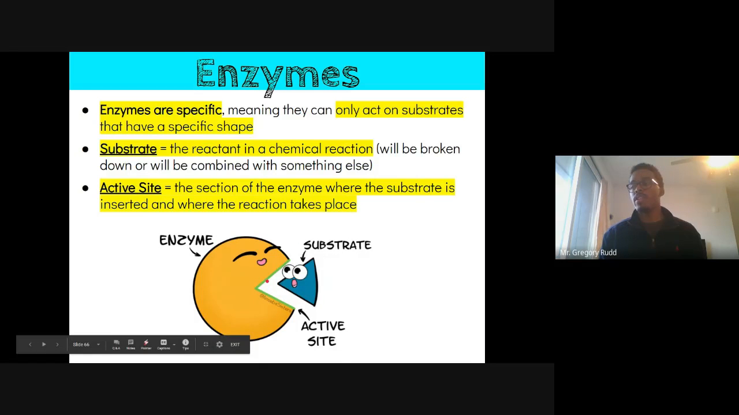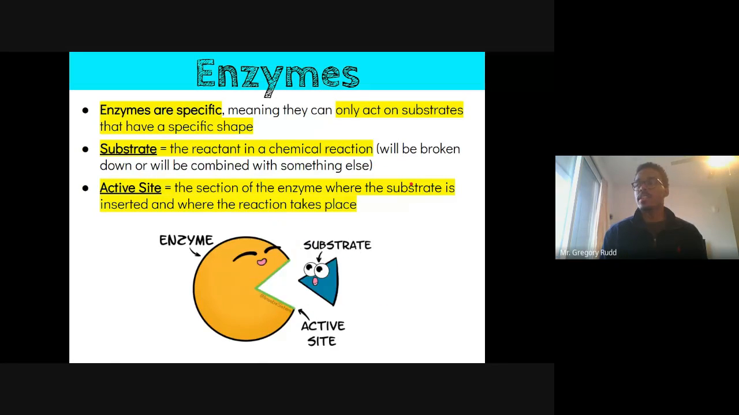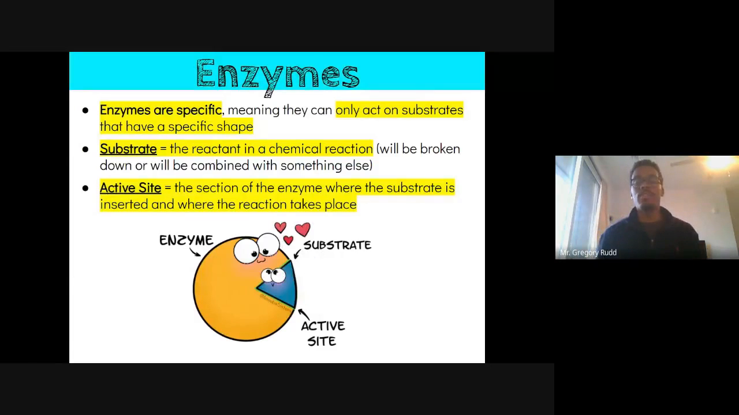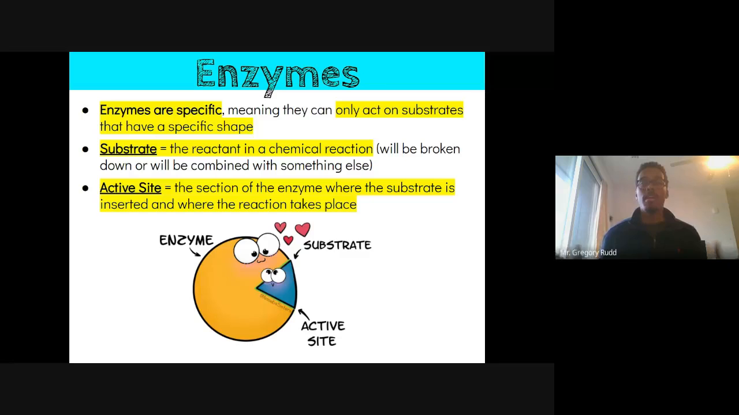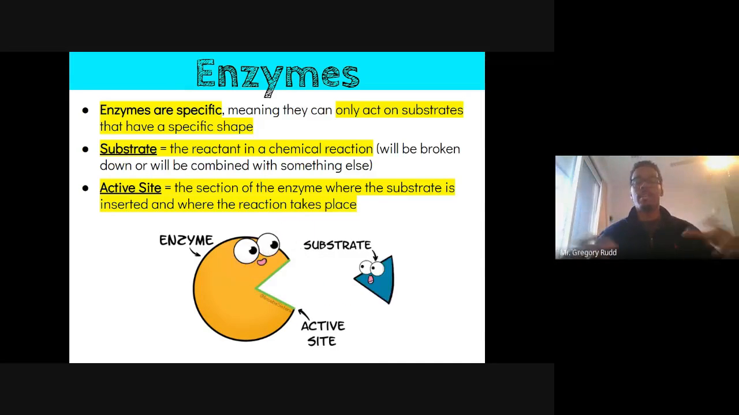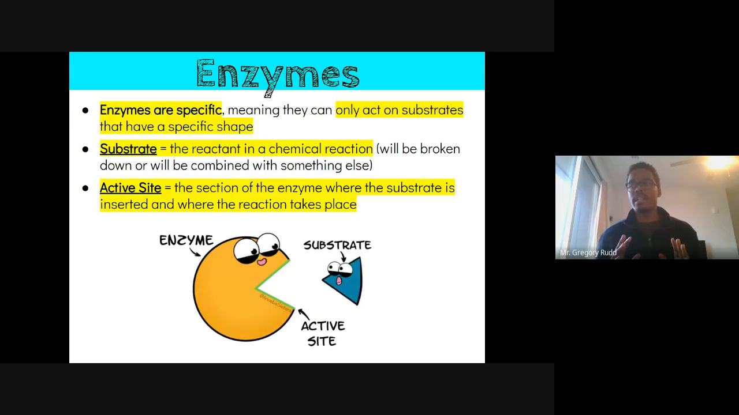Okay, now there are some important terms here that we're introducing. So the substrate is the reactant in a chemical reaction. It's the thing that is actually being acted upon. The enzyme is going to do something to the substrate. It might break the substrate down, or it might take the substrate and combine it with something else to synthesize something, to build something. But that substrate is the reactant. It's being put into the reaction, and something's going to happen to it.